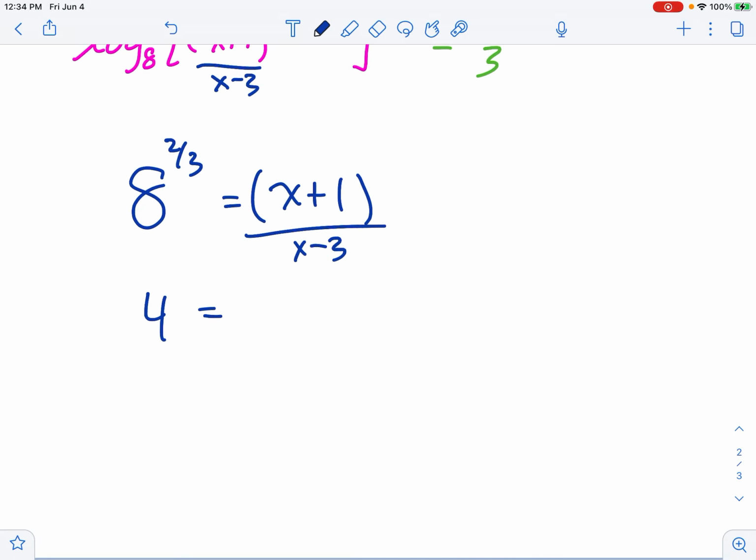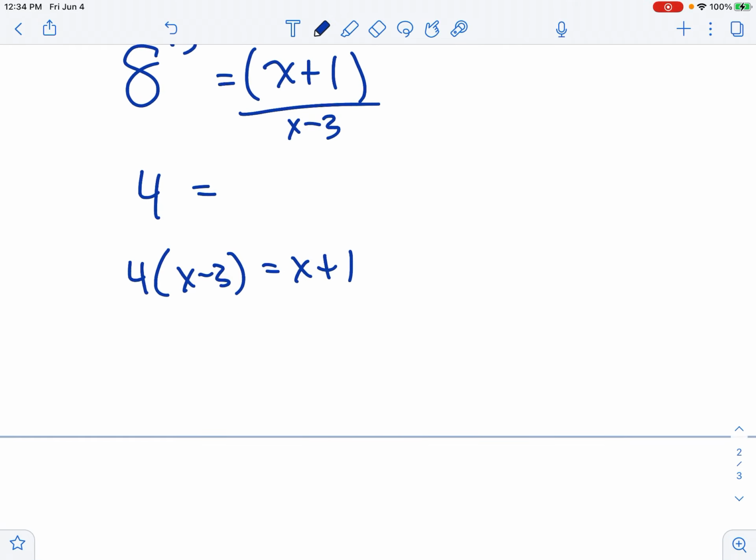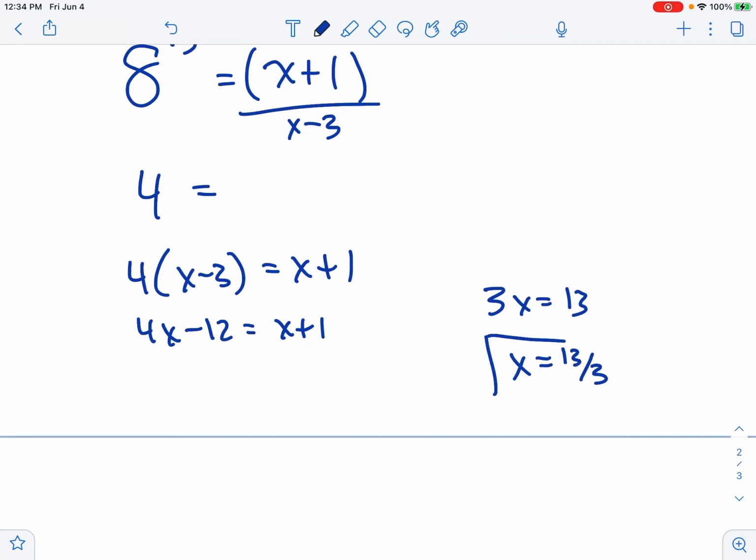I'm going to cross multiply and divide. So I get 4 times x minus 3 equals x plus 1. And when I go through my solving steps, this is just a regular old equation back from Algebra 1. I get 3x is 13. I get that x is 13/3.